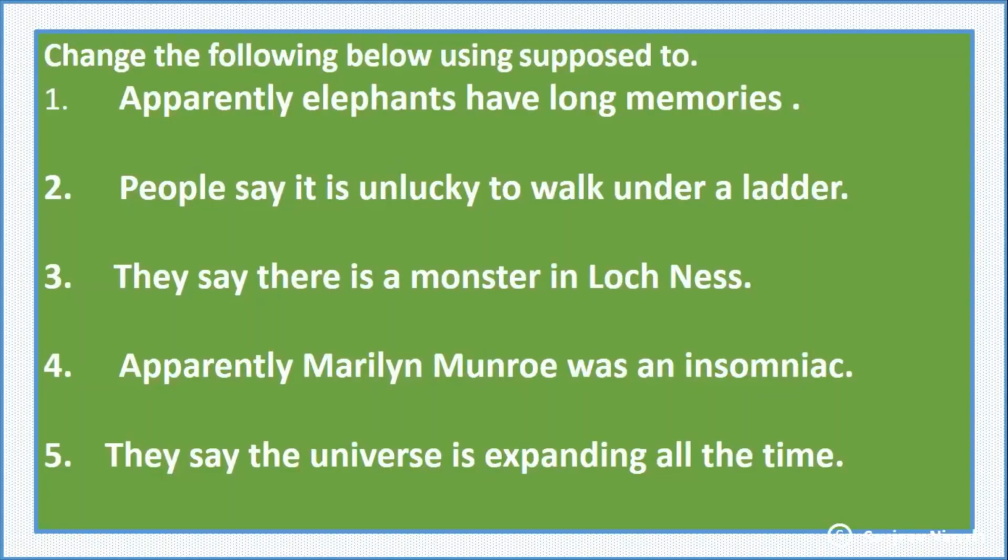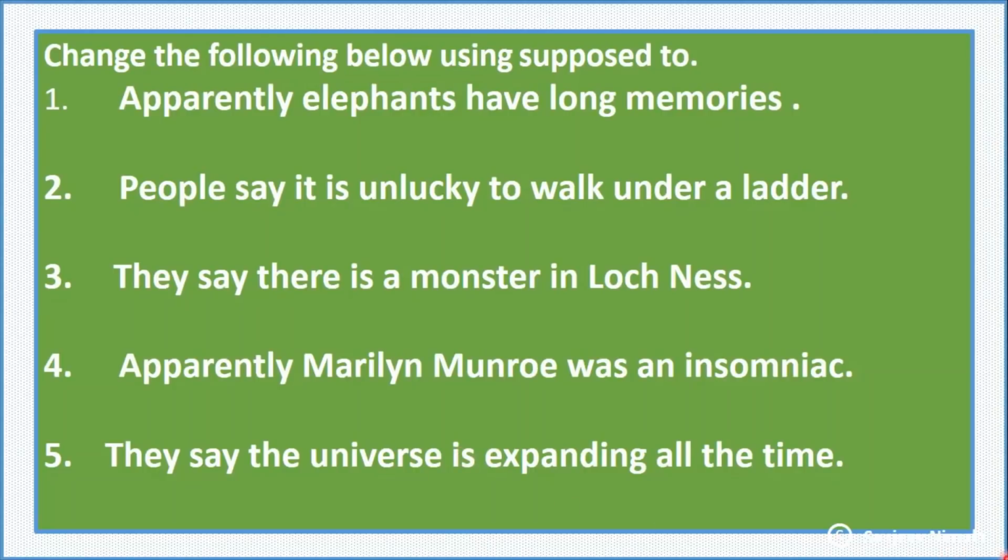These are the questions from your textbook which says change the following sentences below using supposed to. Number 1, apparently elephants have very long memories. You remove apparently in question number 1, people say in question number 2, they say in question number 3, apparently in question number 4, and they say in question number 5. And you have the verb like have, is, is, was, and is. And we already know how to convert them, how to change them.